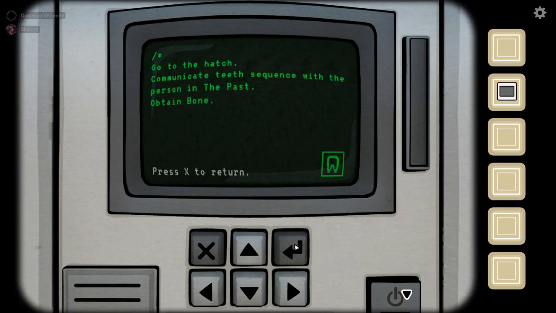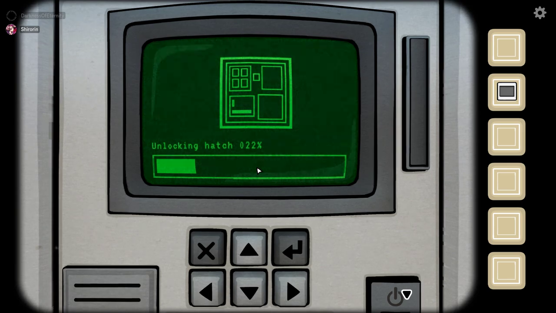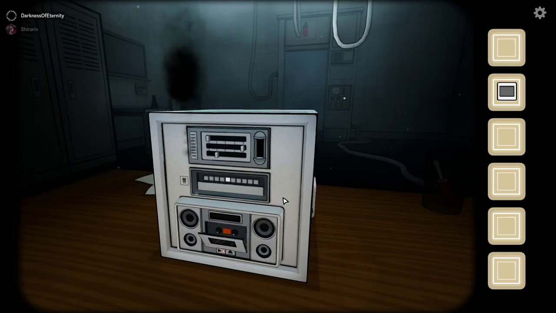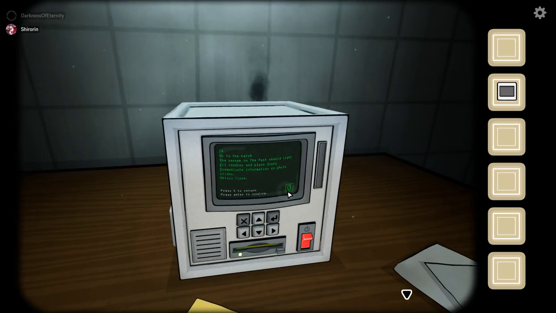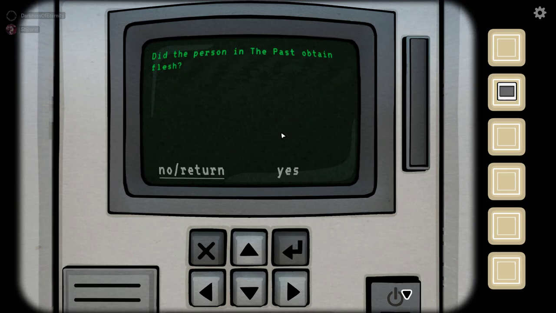Go to the hatch. Blah blah blah. Okay. I have like the XYZ code for you. Okay, flash. Let me see. Which one are you doing? I'm not sure. Is it flesh or blood? Which one is it? Go to the hatch, the person in the past should light all the candles and place the diary. Communicate information. That's flesh. Yeah. Okay. That's flesh then.